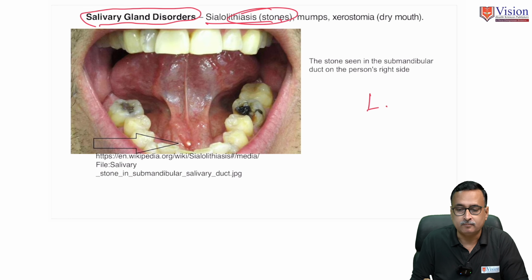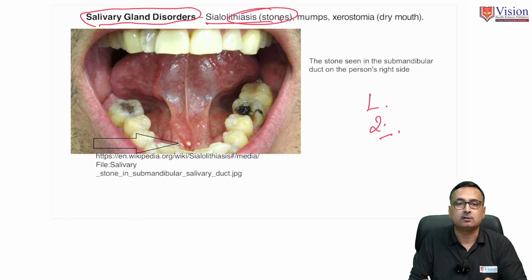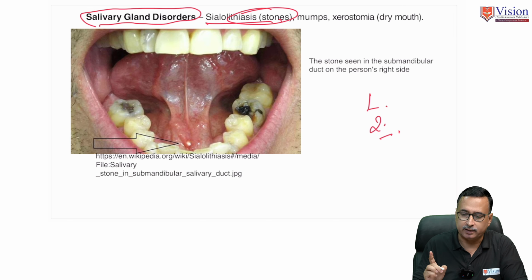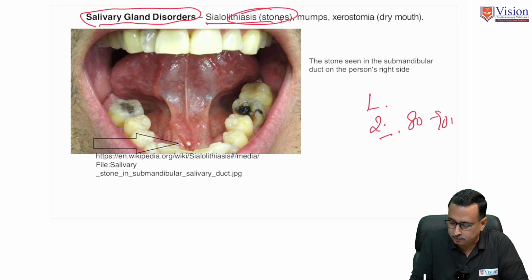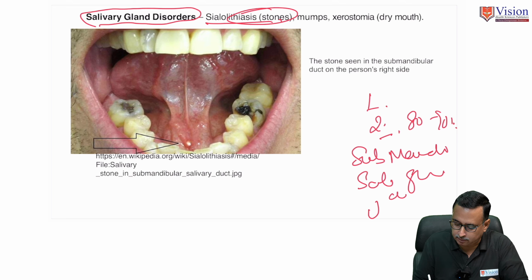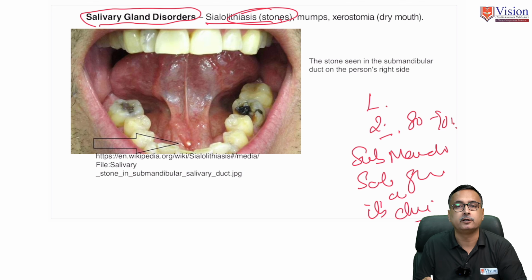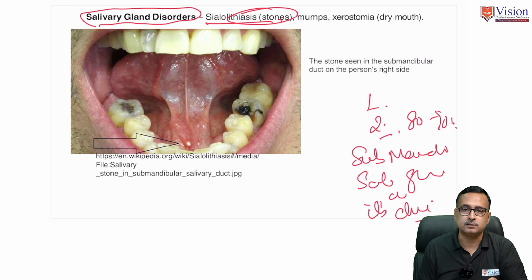Second point: which salivary gland or duct is most probably involved? It is around 80 to 90% always the submandibular salivary gland or its duct that is involved. The remaining chance, 5 to 10%, is that the parotid gland or its duct may be involved. And regarding the sublingual gland and its duct, it's a rare chance that it may be involved with sialolithiasis.